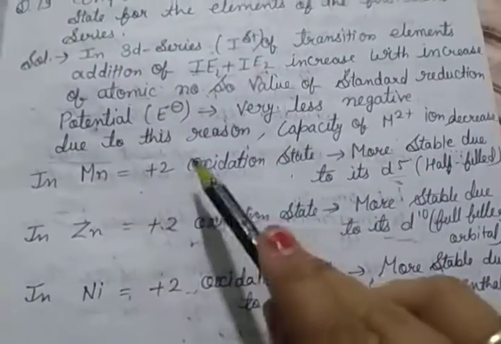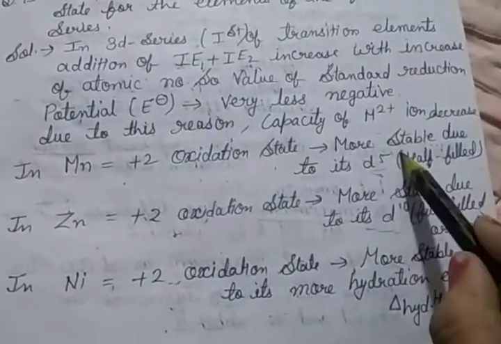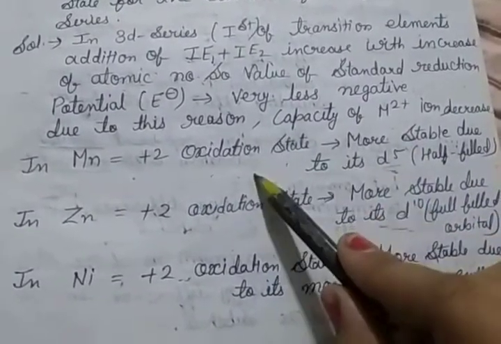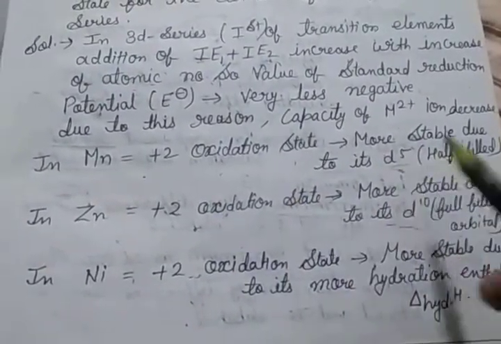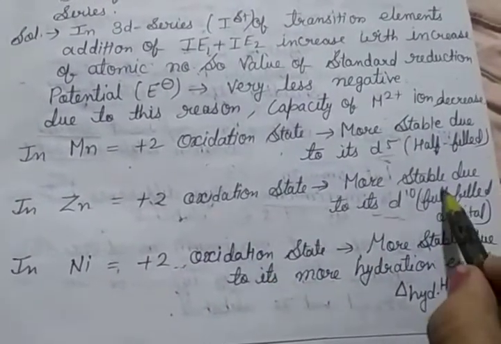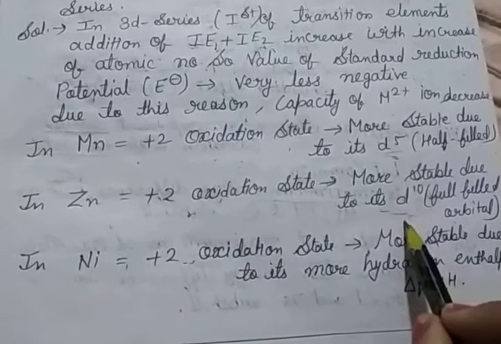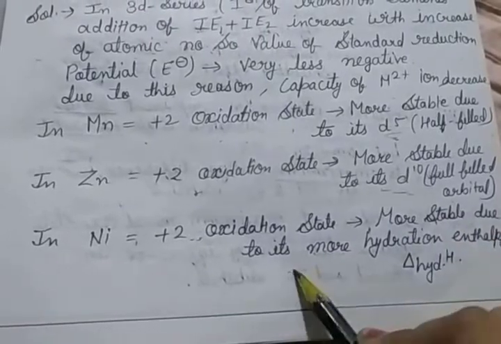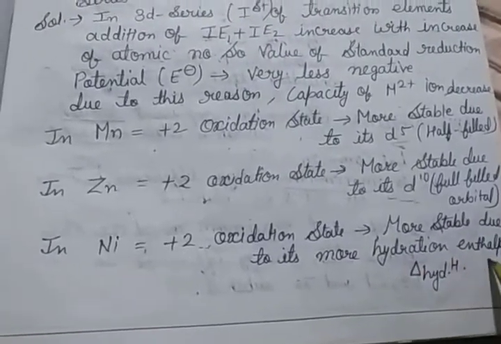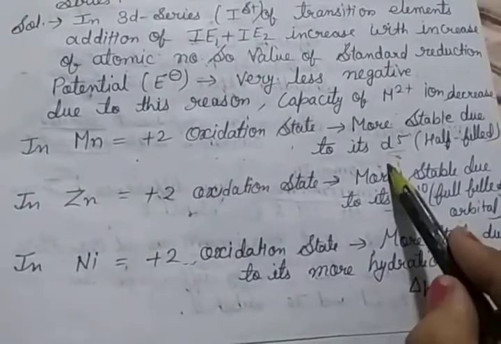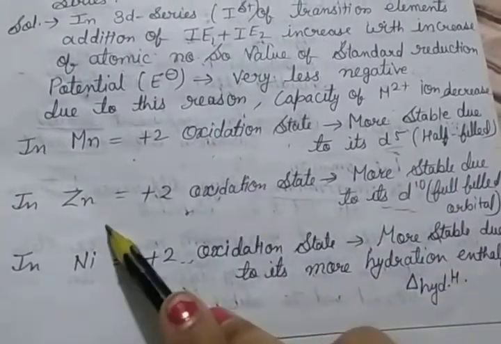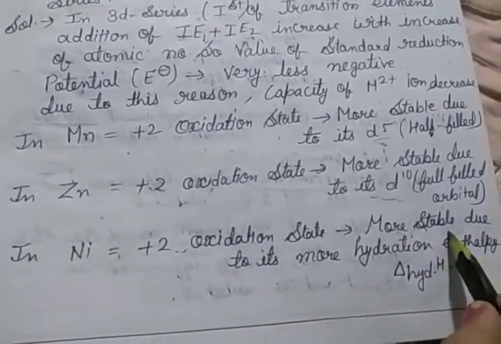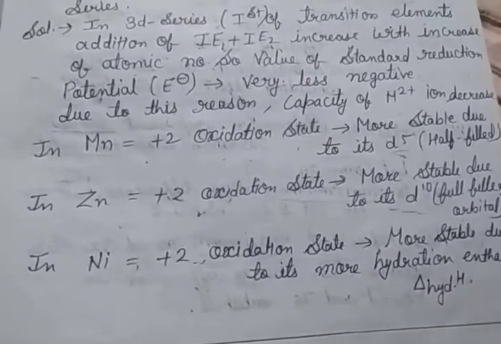Here you see Mn: the plus 2 oxidation state is more stable because of its d5 half-filled configuration. The third ionization enthalpy is maximum because of the d5 electronic configuration. Zinc plus 2 oxidation state is more stable due to its d10 fully filled configuration. Nickel plus 2 oxidation state is more stable due to its high hydration enthalpy. So manganese, with its d5 configuration, is stable; zinc plus 2 is also stable; and nickel plus 2 is also stable due to its high hydration enthalpy.